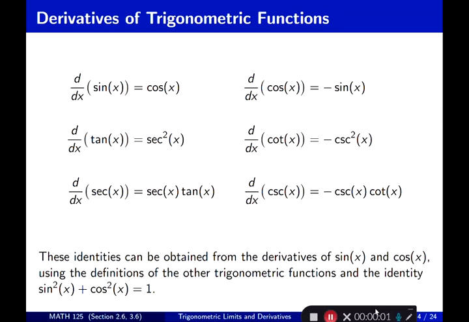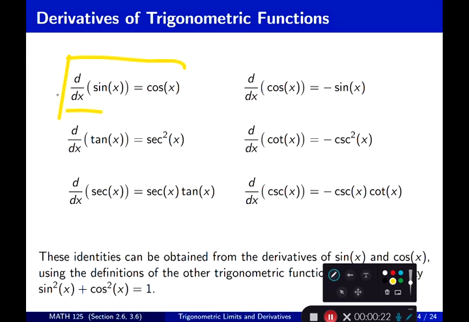Continuing with sections 2.6 and 3.6, derivative of trigonometric functions. So far, we used our limit identities to prove two things. One was derivative of sine of x is equal to cosine of x. The other was derivative of cosine of x is equal to negative sine of x.